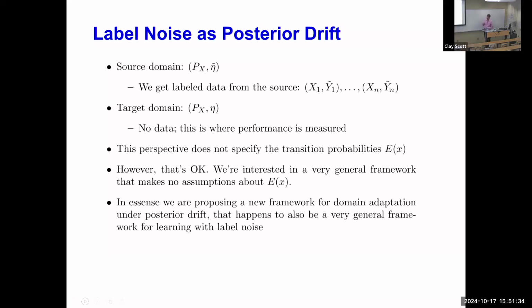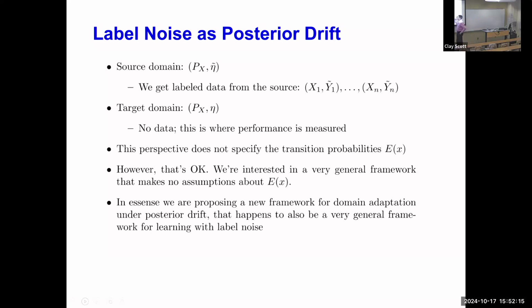So, to view label noise as posterior drift, I had this probabilistic model that I talked about before, where you had X, Y, and Y tilde that were all jointly distributed. This is basically a different perspective, a different way of framing it probabilistically. So imagine a label noise problem where our source is the noisy distribution. That's what we get to observe data from. But our target is the clean distribution. That's where we actually want to measure performance, right?